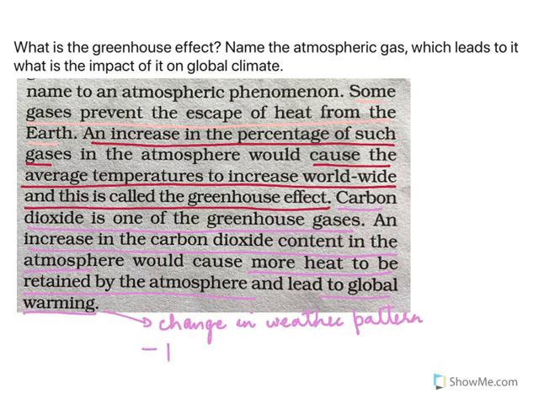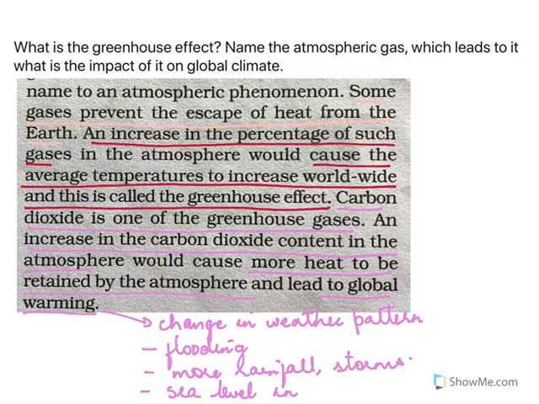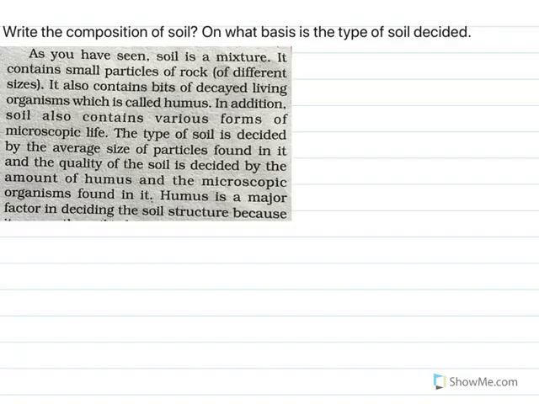It would lead to flooding, more rainfall, so flooding, increased rain, increase in the number of storms, the sea level would increase. We have the melting of glaciers that would take place.